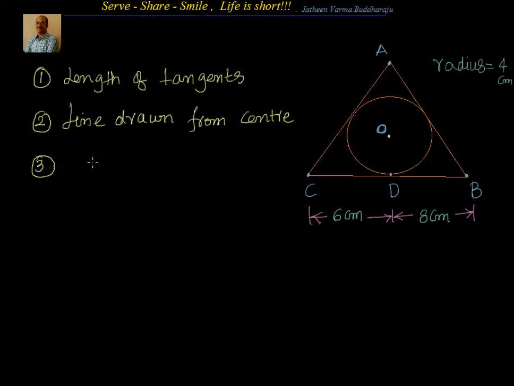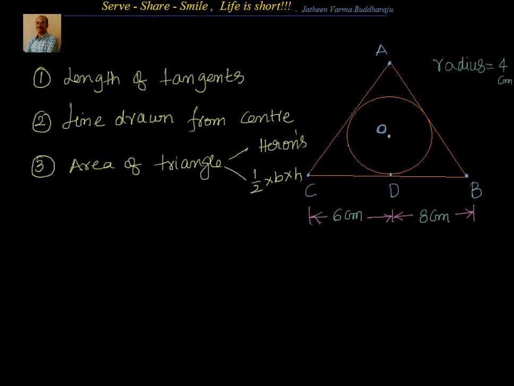The third concept we'll be using is the area of a triangle. How do we find it? Using two different methods. One is Heron's formula and the other is the standard formula, which is half into base into height. So these are the three concepts we'll use one by one to solve this problem. First, we will use the length of tangents.